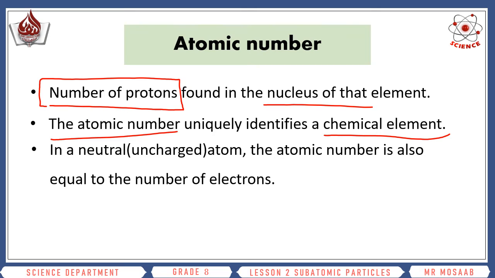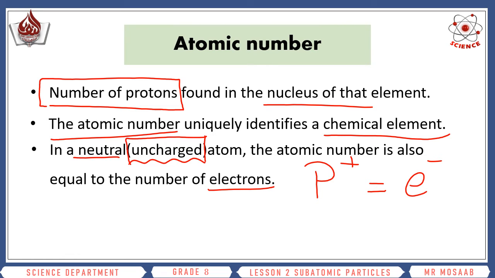In a neutral atom, neutral means uncharged atom, the atomic number is also equal to the number of electrons, under one condition: number of protons equals number of electrons. Under one condition. What is this condition? It is an uncharged atom, or neutral atom. This is the condition.